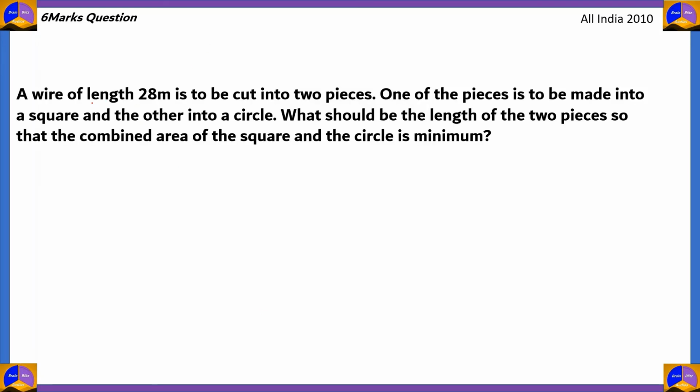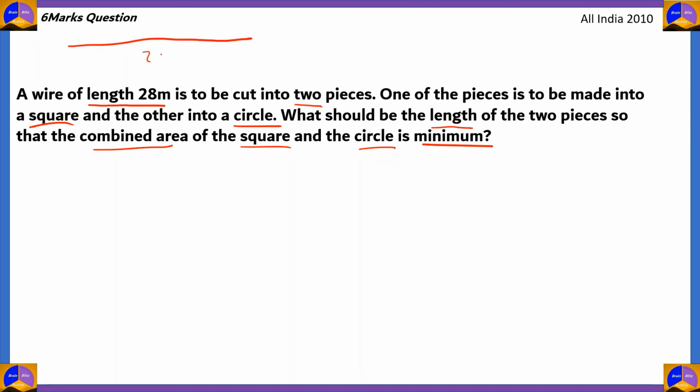The last question. A wire of length 28 meters is to be cut into two pieces. One of the pieces is to be made into a square and the other into a circle. What should be the length of the two pieces so that the combined area of the square and the circle is minimum? Okay, so let's start with this question.